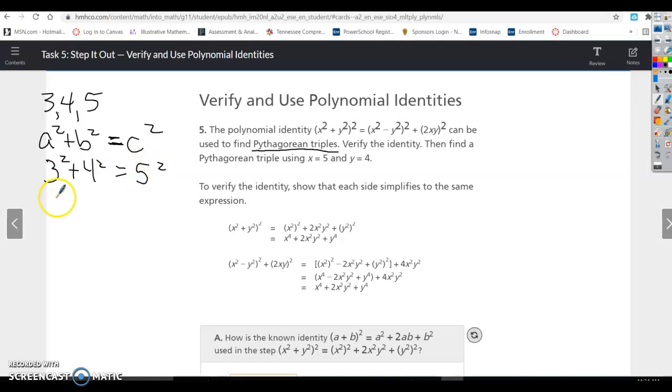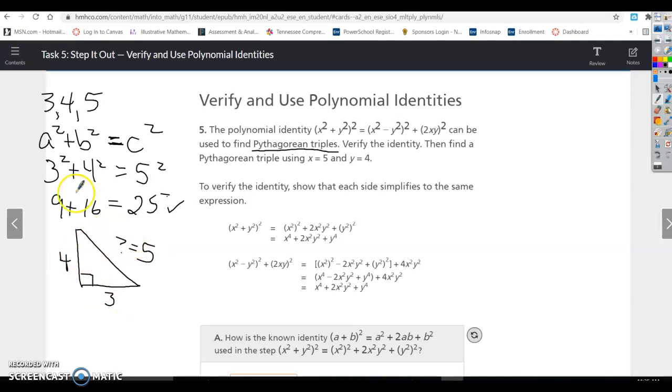That's always true because that's 9 plus 16, and that equals 25. And we know that if we have a triangle with two side lengths, we automatically know the third. So if we have a 3 and a 4, and we're trying to find this side, we know that has to be 5 automatically because that is a Pythagorean triple. So when it's talking about Pythagorean triples, I just want you to be aware that we are referring to the Pythagorean Theorem as well.